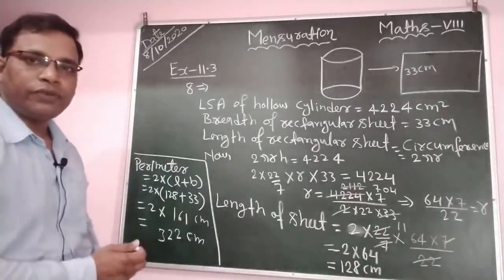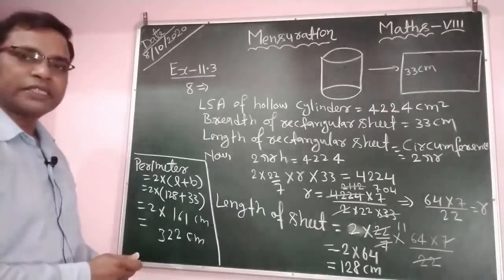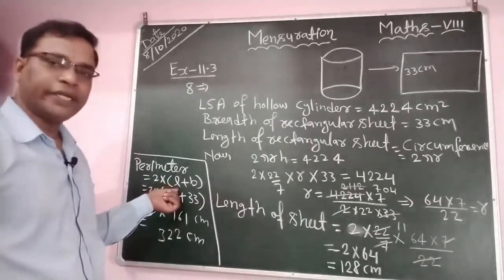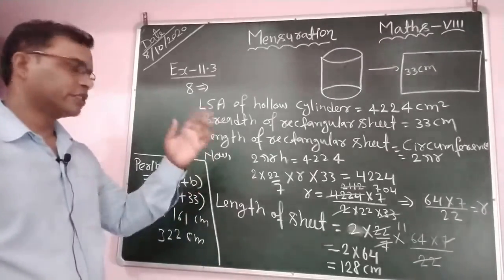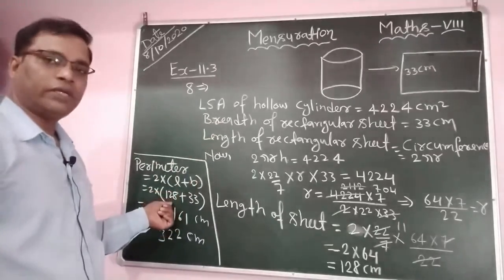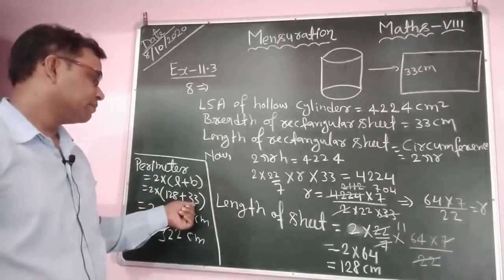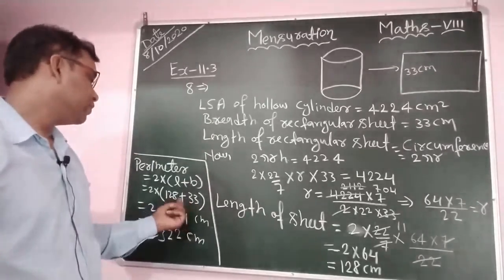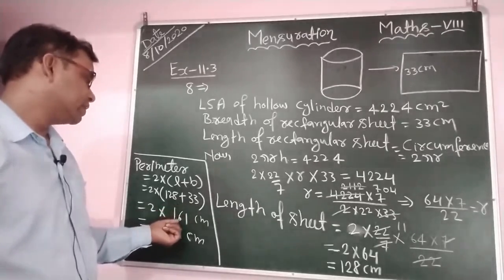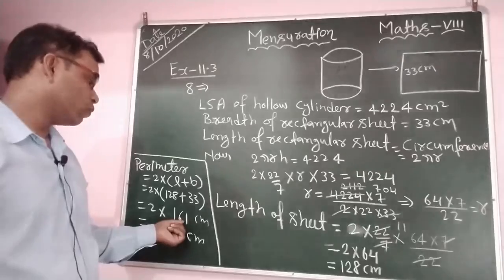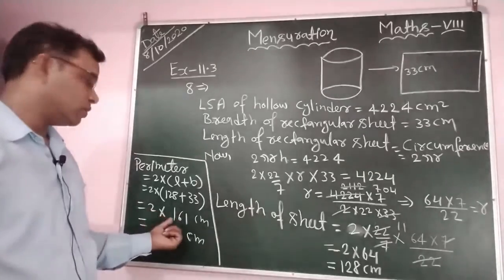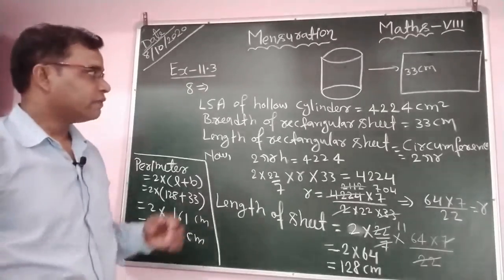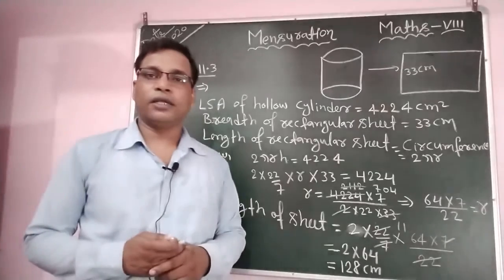Okay, so we know that the perimeter of a rectangle is 2 into length plus breadth. Here L represents length and B represents breadth of this rectangular sheet. So the length is 128 centimeters, and the width, or breadth, of the rectangular sheet is 33 centimeter. When you add them, you have 161, and when you multiply by 2, you have 322 centimeters. So students, I hope you all understood these questions, and that's enough for today.